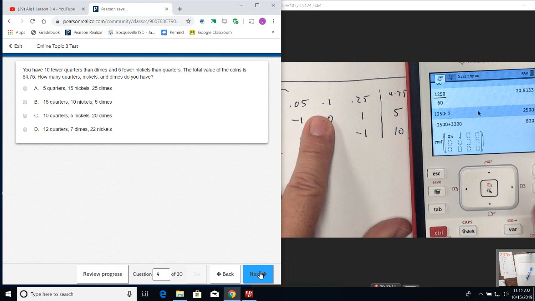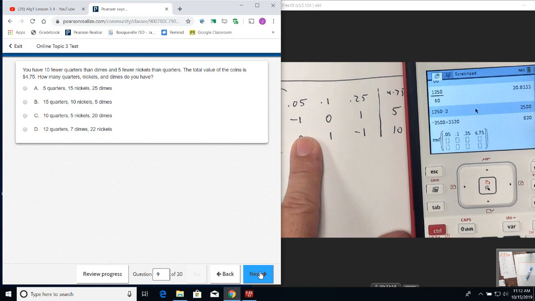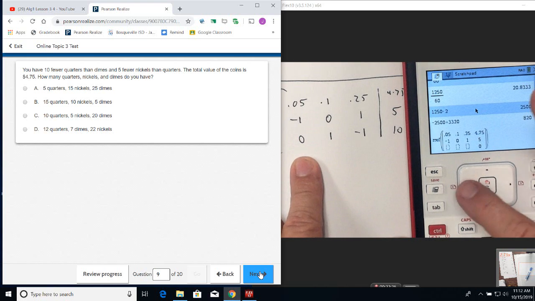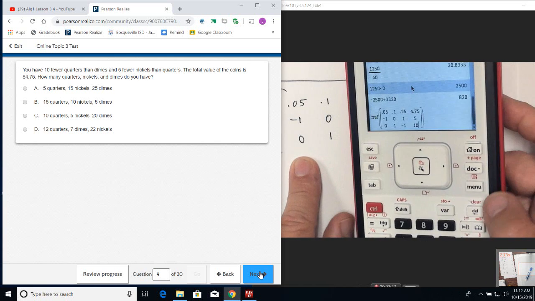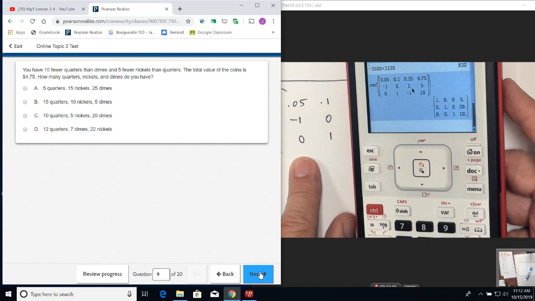0.05 tab, 0.1 tab, 0.25 tab, and then a 4.75. Tab over to the next row, which is a -1, a 0, a 1, and then a 5. Then 0 tab, 1 tab, -1 tab, and then what? 10. And then I should just be able to hit enter.